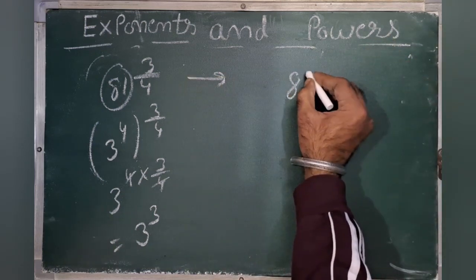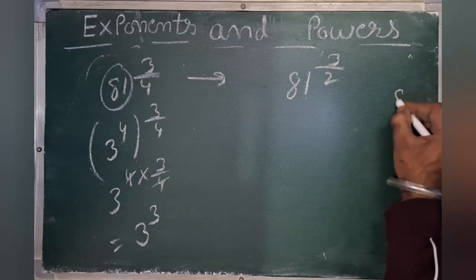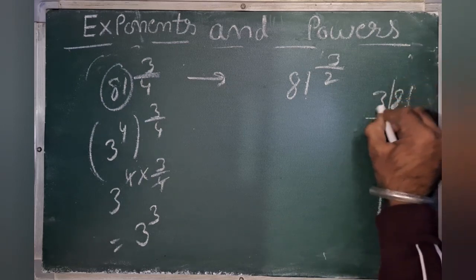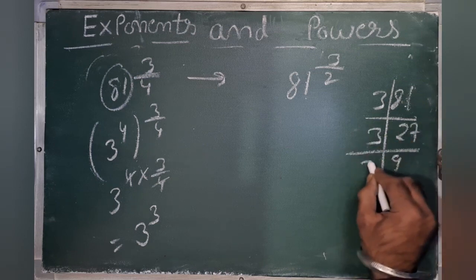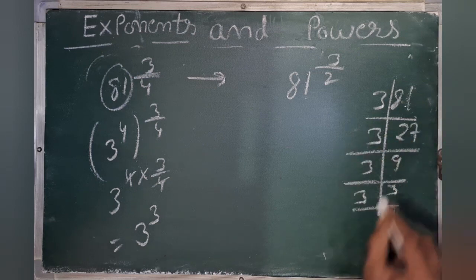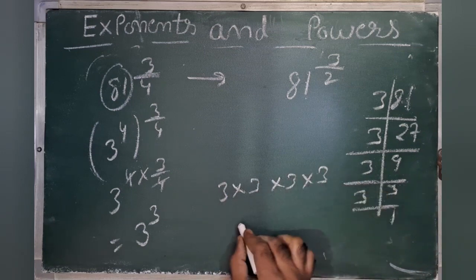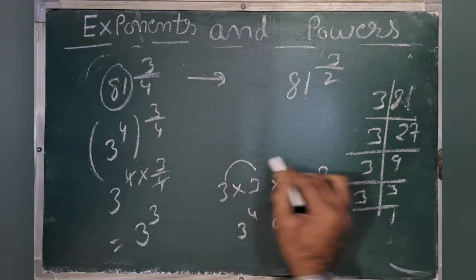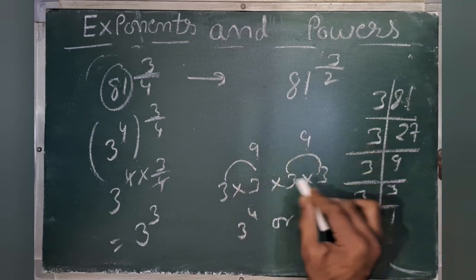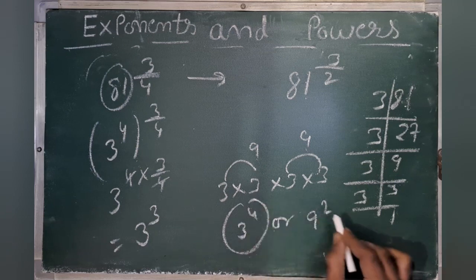The question is like this way: 81 power 3 by 2. Now, how can we solve this? The factors of 81 again: 27, 9, 3, 3. So this is 3 multiply 3 multiply 3 multiply 3. I can write this as 3 power 4, otherwise 9 power 2 also. If I make pairs, 3 threes are 9, so 9 power 2 also. So in this case, what do we use? We use 3 power 4 or 9 power 2.